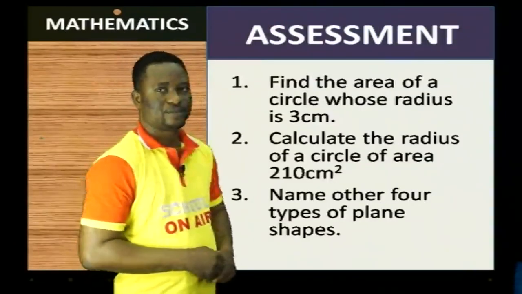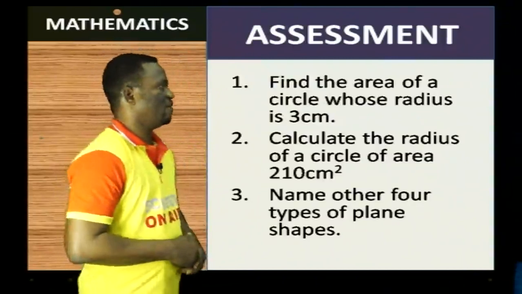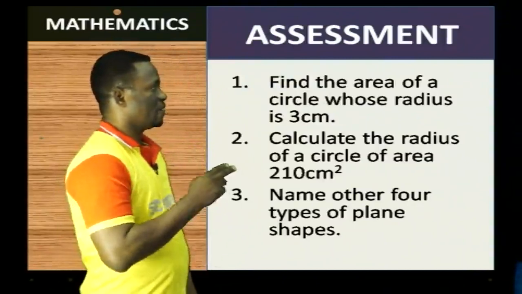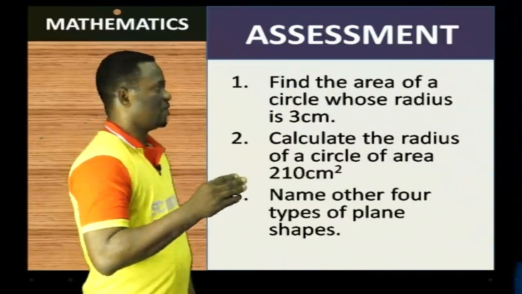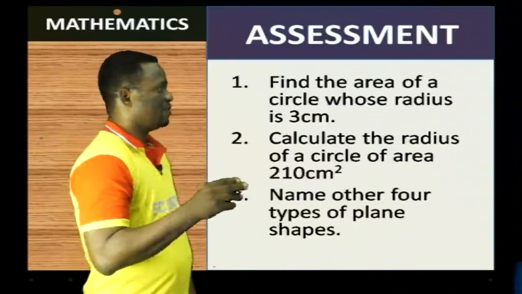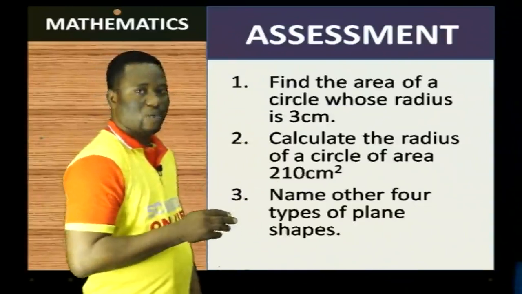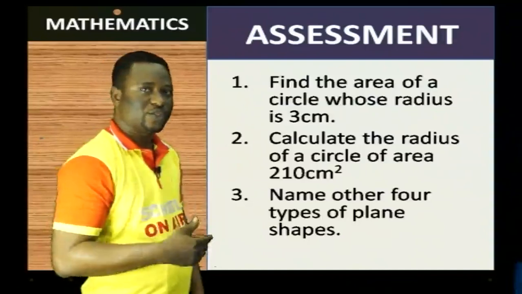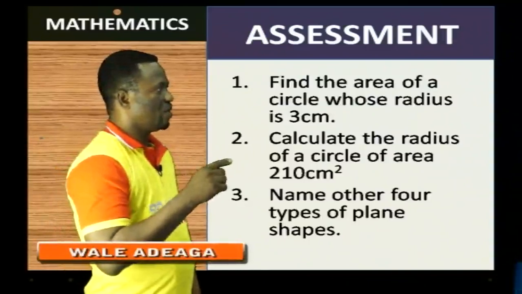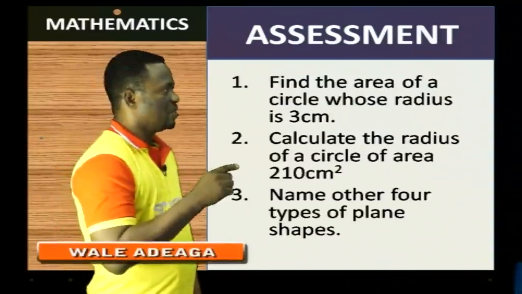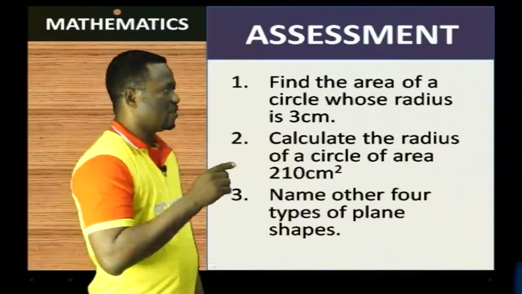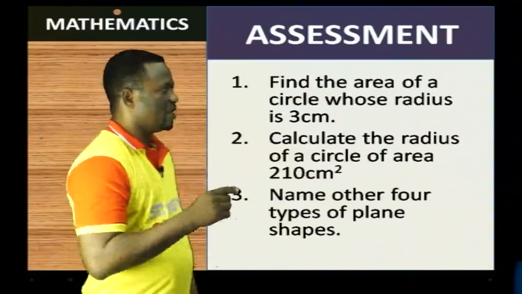Now, assessments. 1. Find the area of a circle whose radius is 3 cm. 2. Calculate the radius of a circle of area 210 cm squared. 3. Name other 4 types of plane shapes. I hope students at home are writing down this question. So the question again, find the area of a circle whose radius is 3 cm. Calculate the radius of a circle of area 210 cm squared. Name other 4 types of plane shapes.